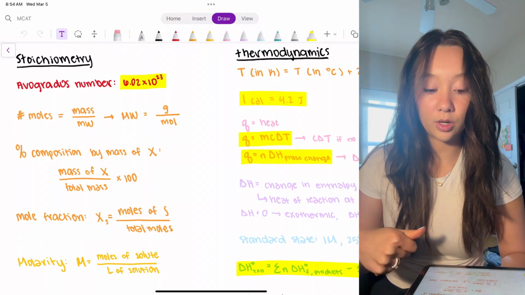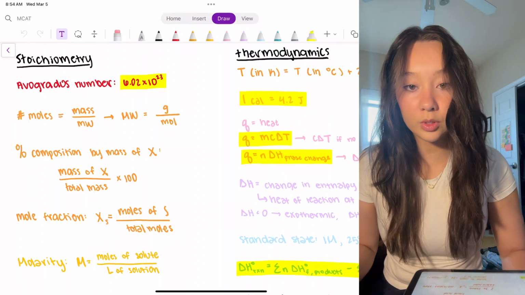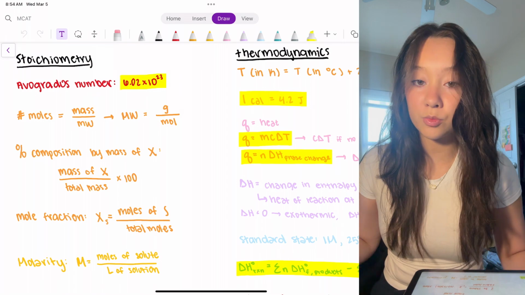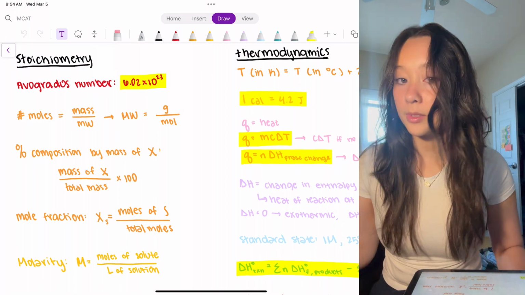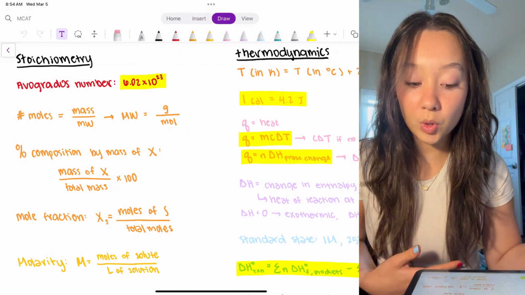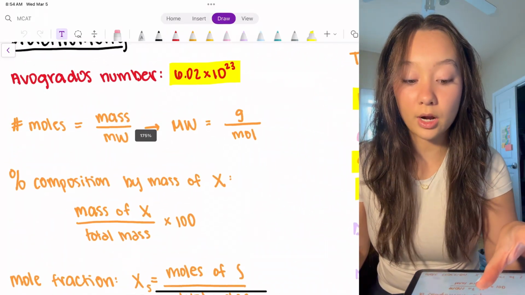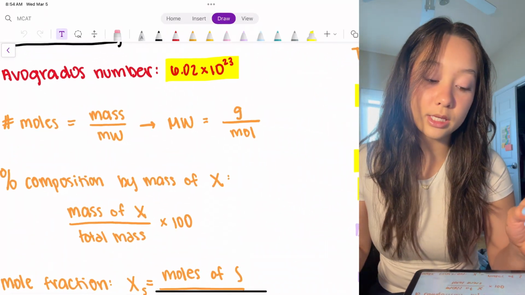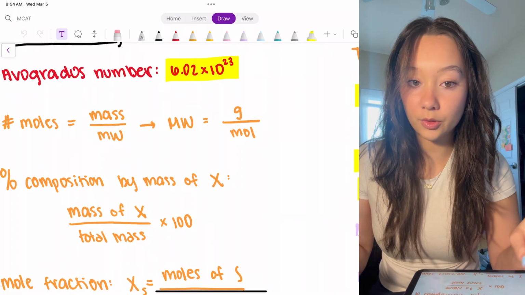Avogadro's number, good to know, 6.02 times 10 to the 23. If you've taken lots of chemistry classes, you probably know this number by heart. Sometimes they'll give it to you, sometimes they won't. Molecular weight is grams per mole. If we move that equation around, we get number of moles is the mass over the molecular weight.